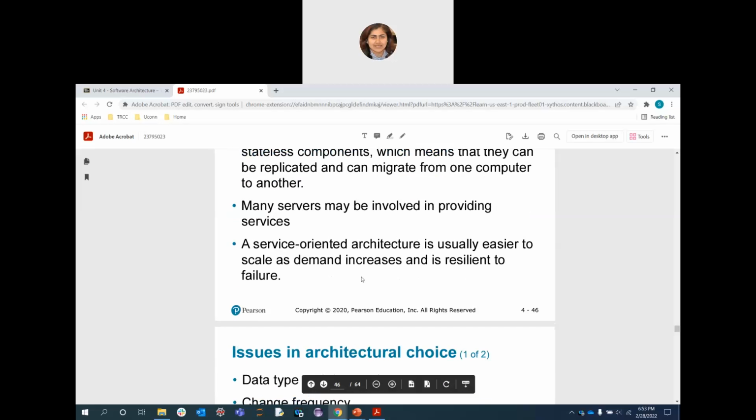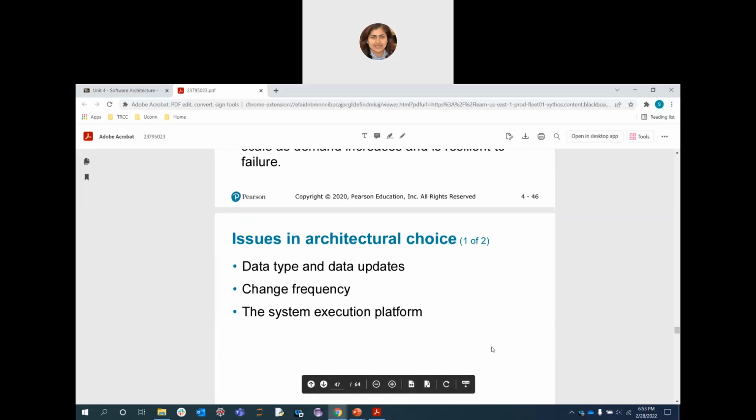Then the different issues in the architectural choice, such as data type or data updates, the frequency of changes. If you anticipate the system components to be regularly changed or replaced, then isolating the components as several services simplifies those changes. Then the system execution platform. If you plan to run your system on a cloud with users accessing it over internet, it is usually best to implement it as a service oriented architecture because scaling the system is simpler.